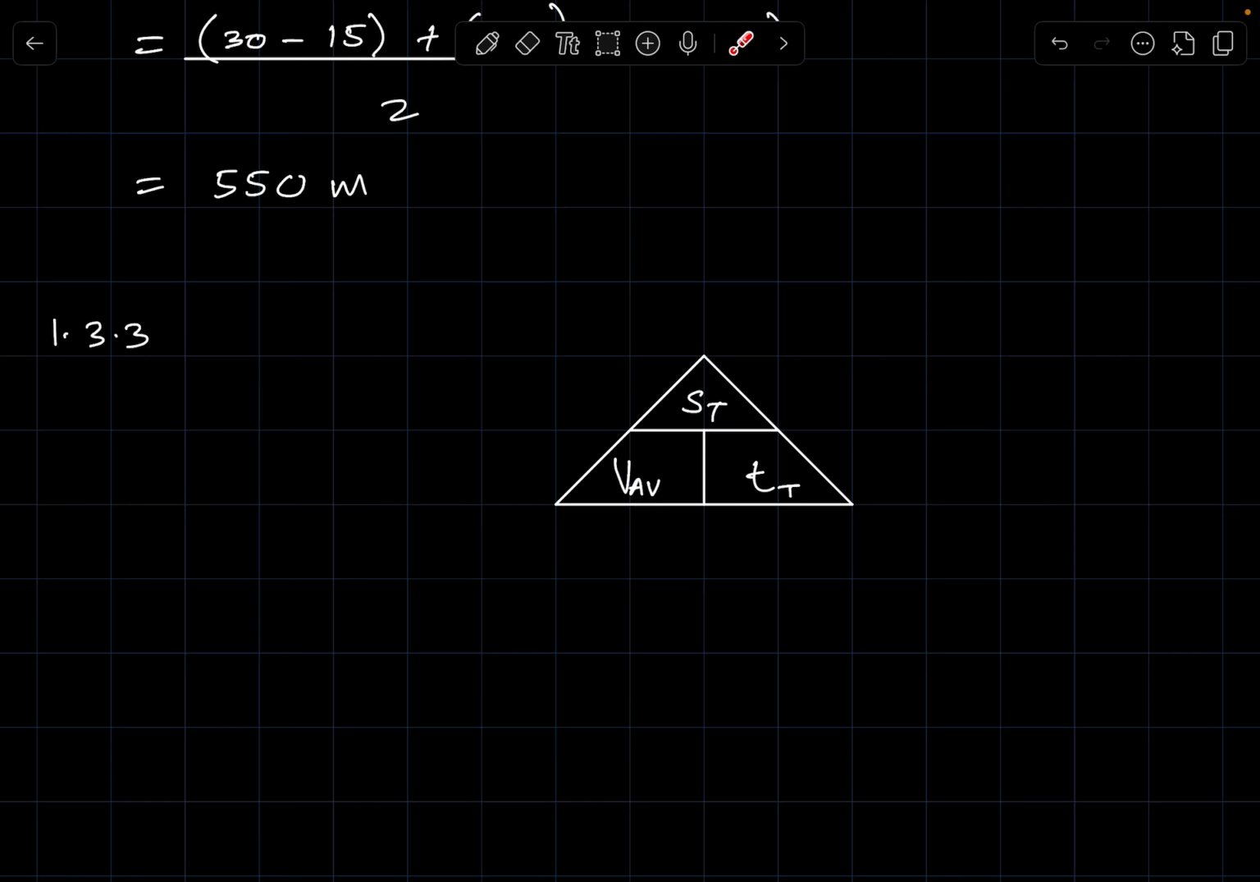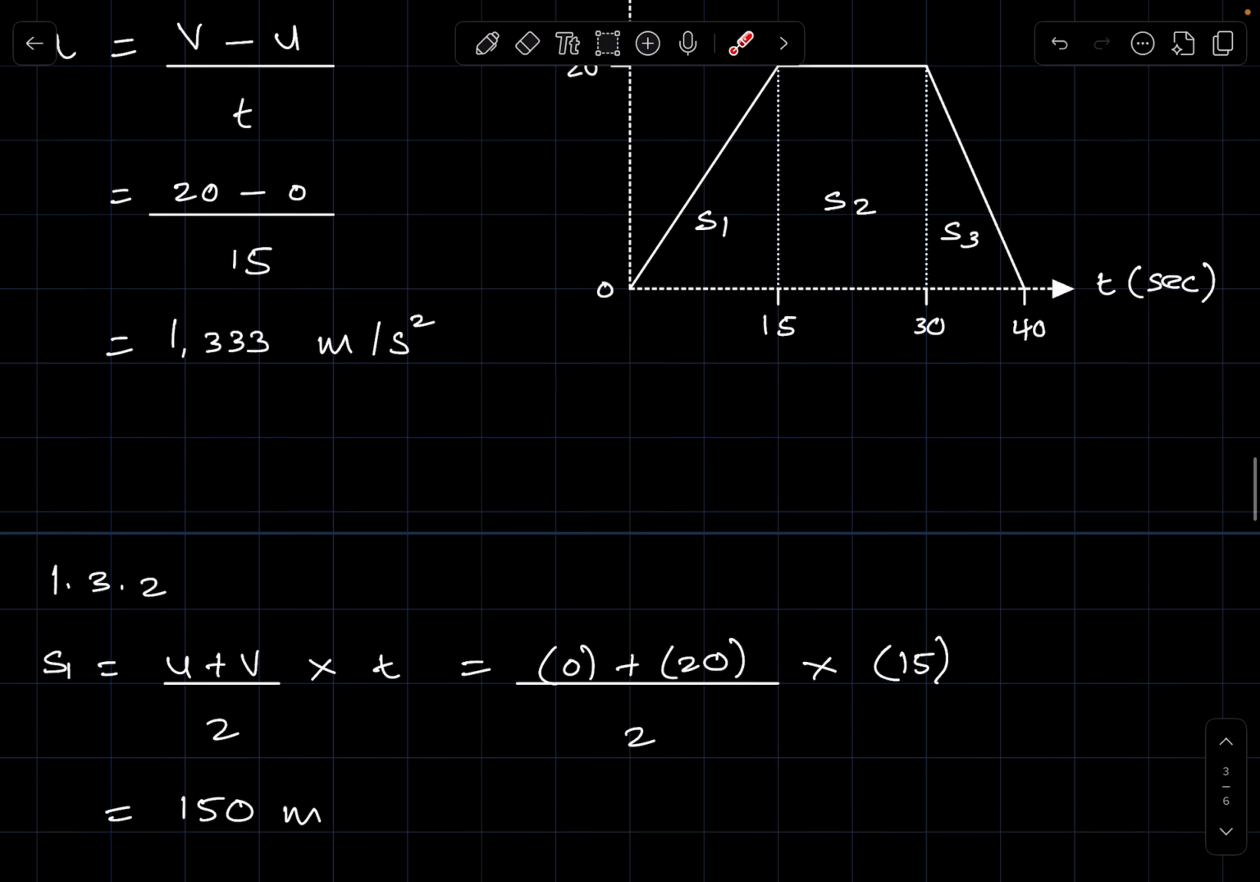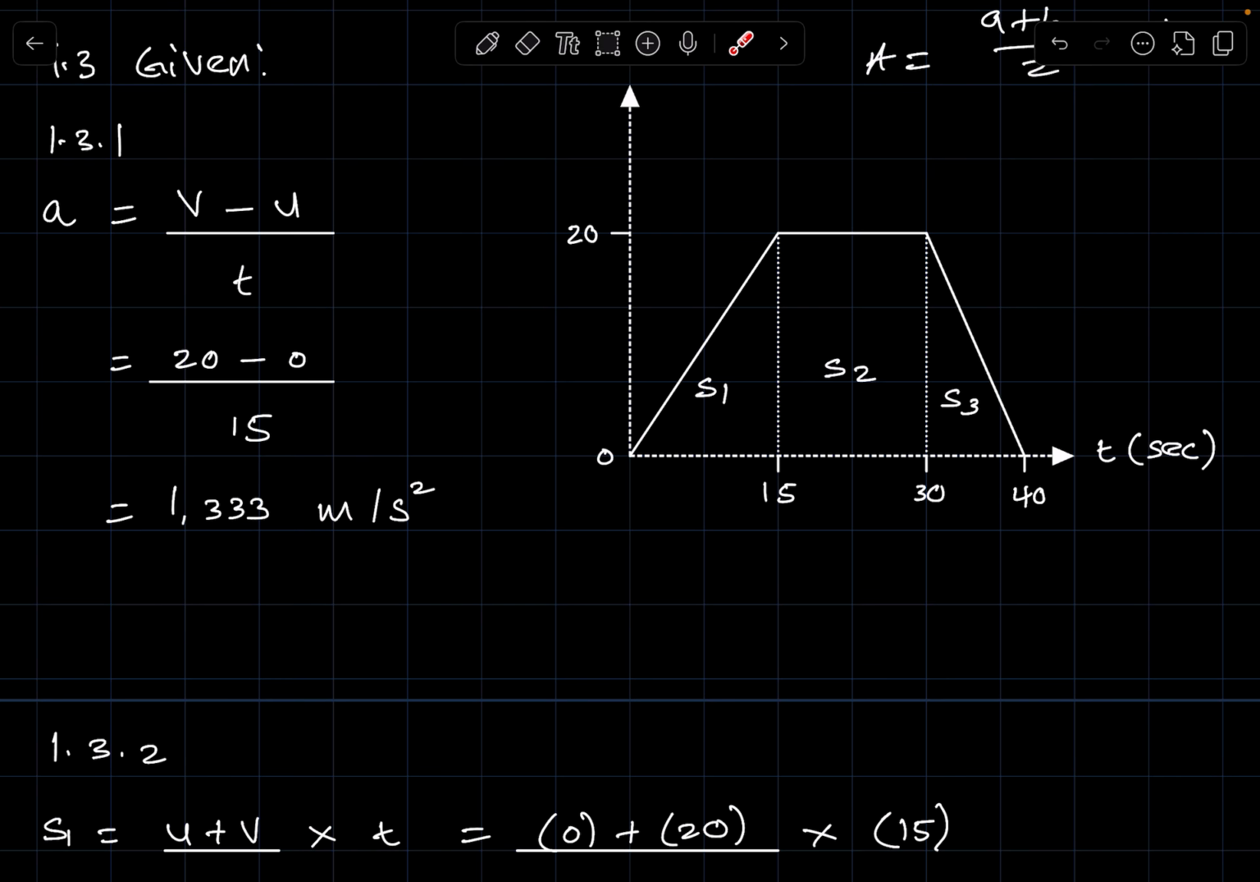Right? Now you must be careful though, because they could ask you to calculate, for instance, the average velocity for the first 15 seconds. They also could say calculate the average velocity where the object or where the car was moving at a uniform velocity. Or they could say calculate the average velocity where the car was decelerating.